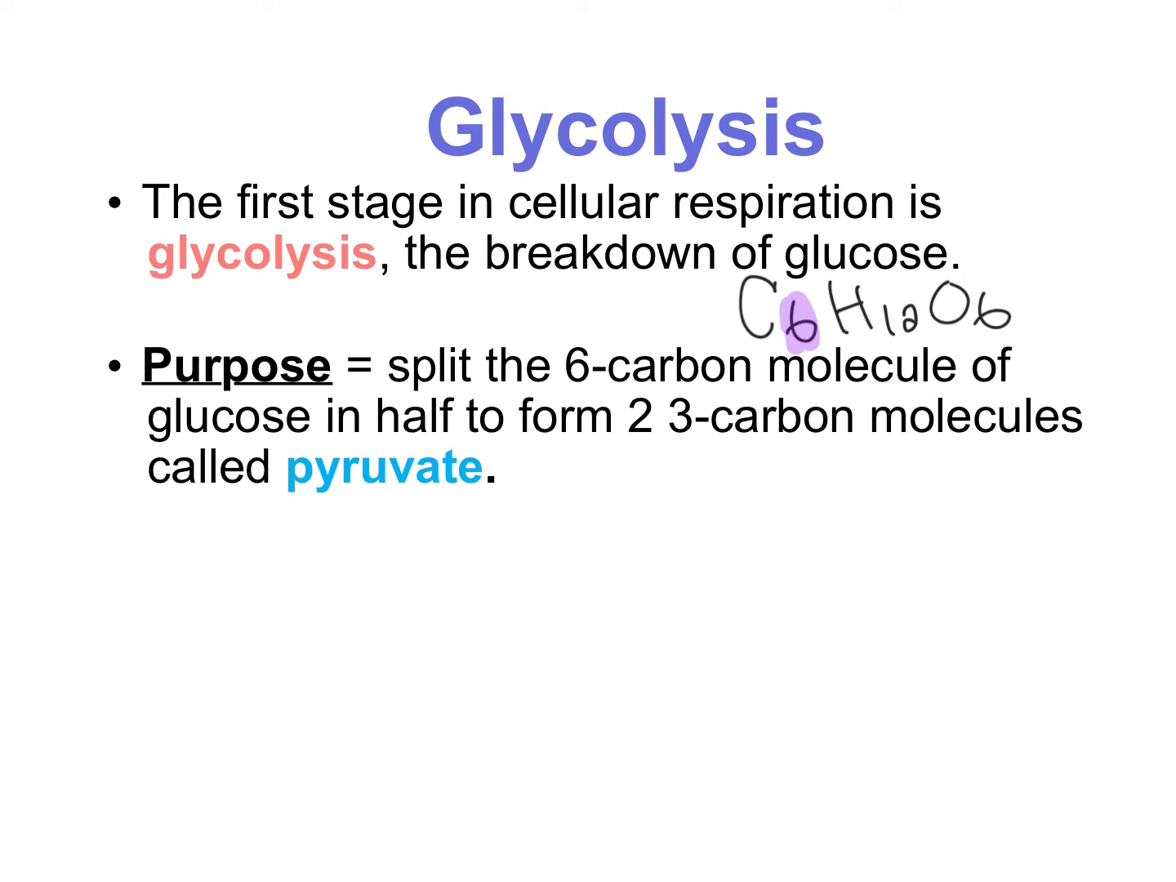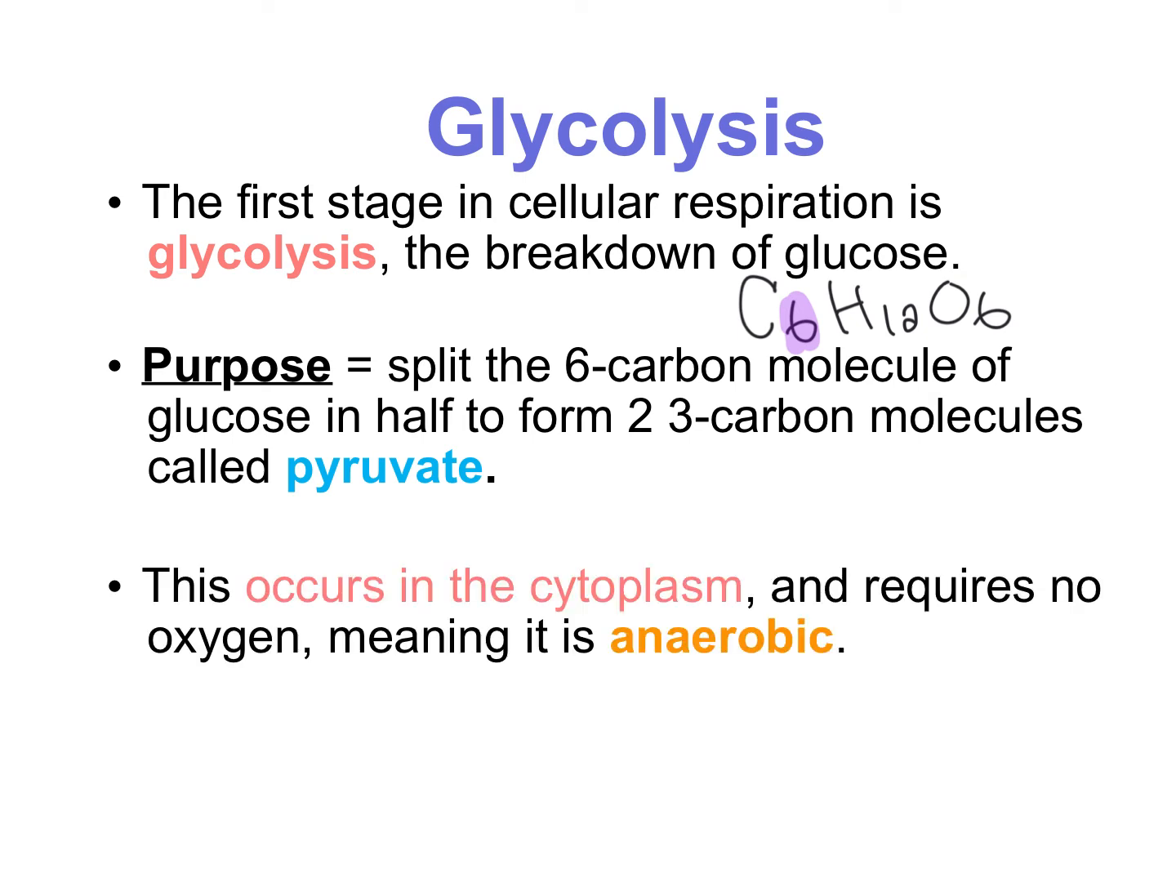And so we're going to turn that 6-carbon molecule into 2 3-carbon molecules called pyruvate. Why do we have to do this? It's just putting the glucose in a simpler form that your body can use easier. This step occurs in the cytoplasm, so it's actually happening outside of the mitochondria, and it requires no oxygen. So because it requires no oxygen, we call this anaerobic.